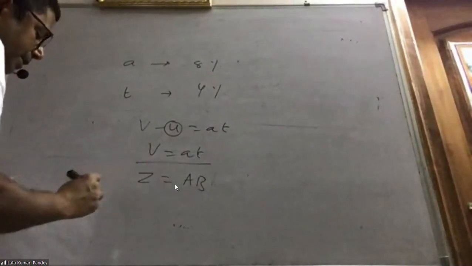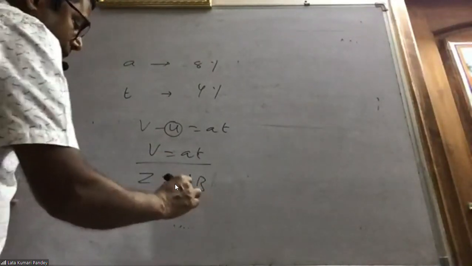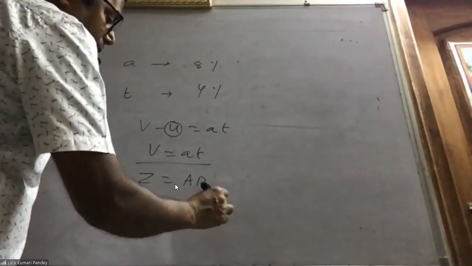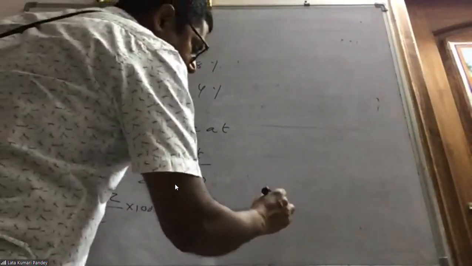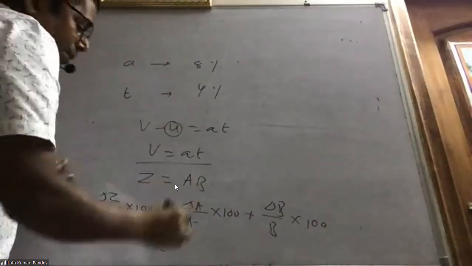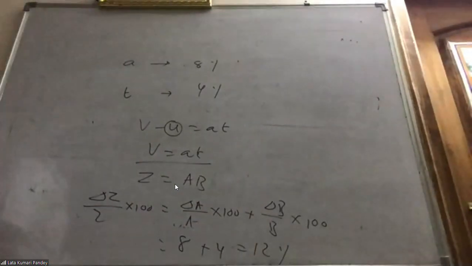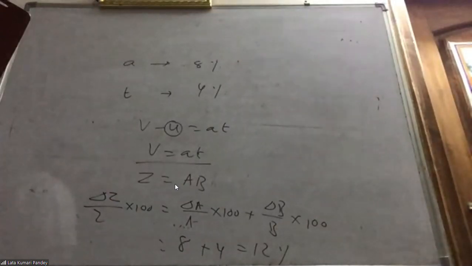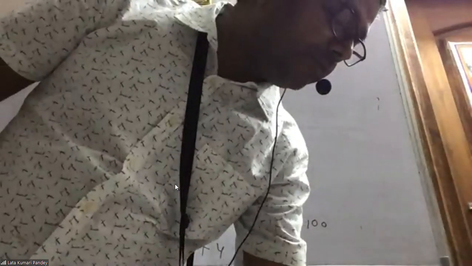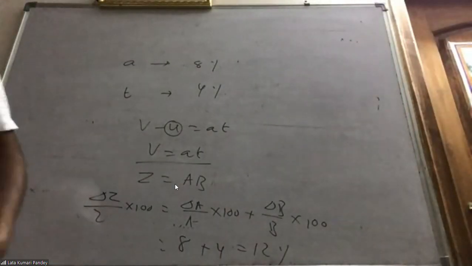What is the idea? When Z is equal to A into B, delta Z by Z into 100 is equal to delta A by A into 100 plus delta B by B into 100. Isn't it? And in this you will get 8% plus 4%, 8 plus 4, that is 12%. Okay, everybody, 12%. 8 plus 4 only, not 8 into 4. Gautam, correct? Correct yourself.